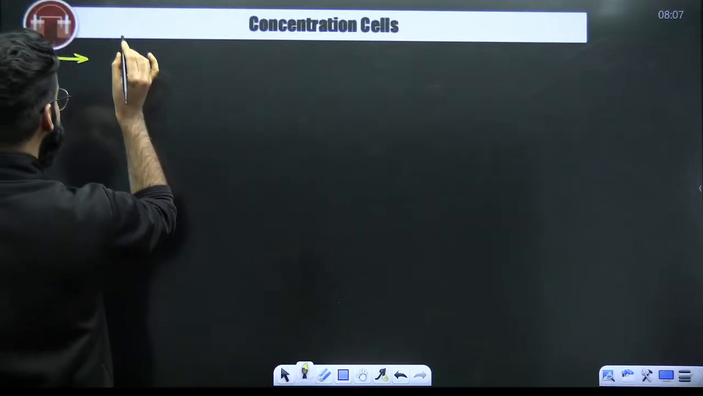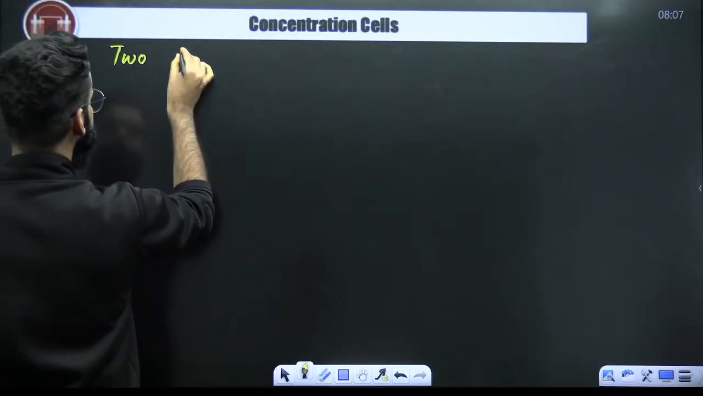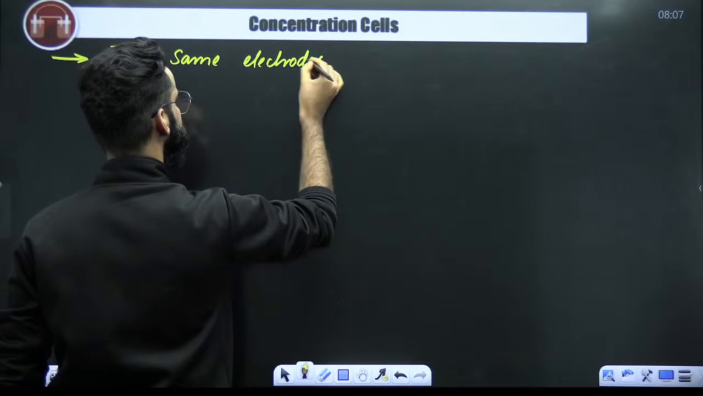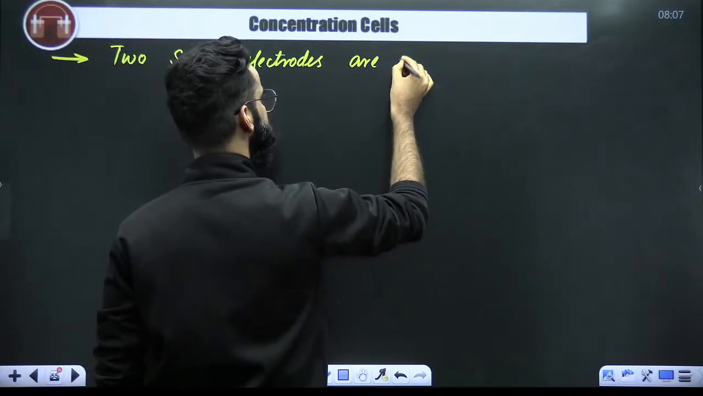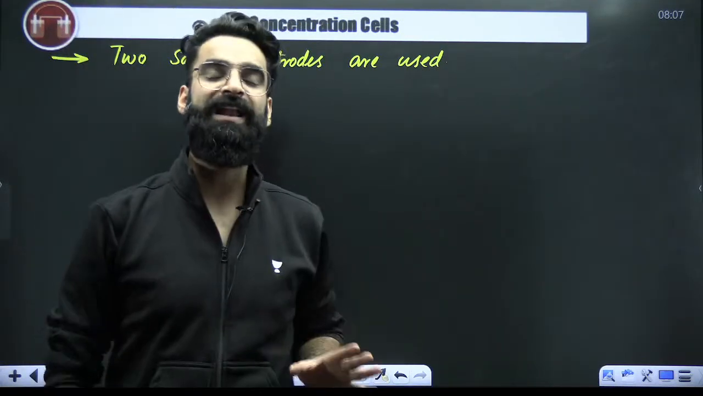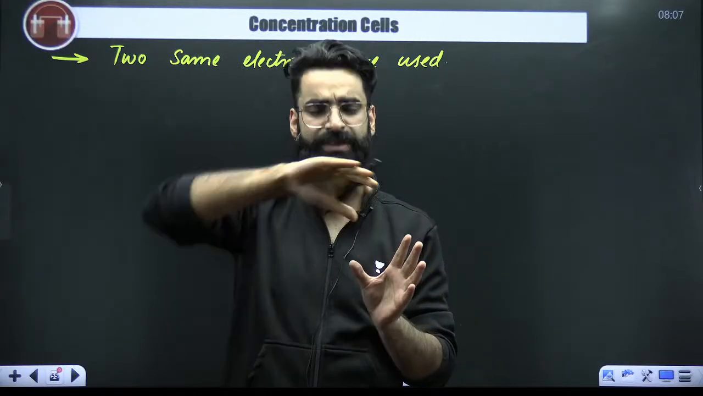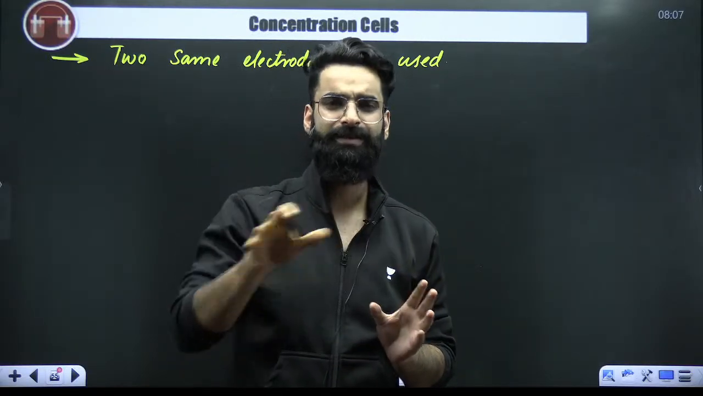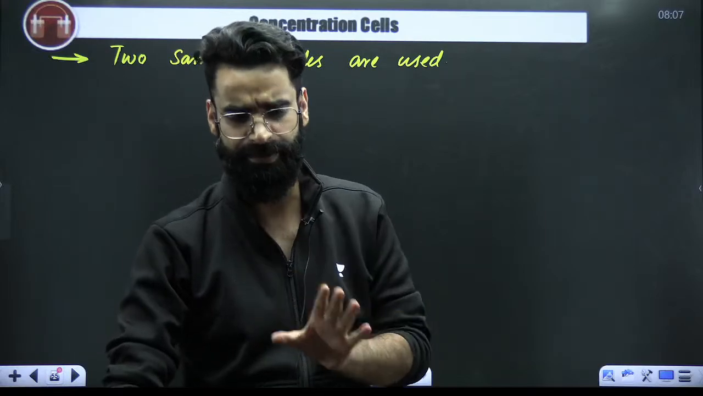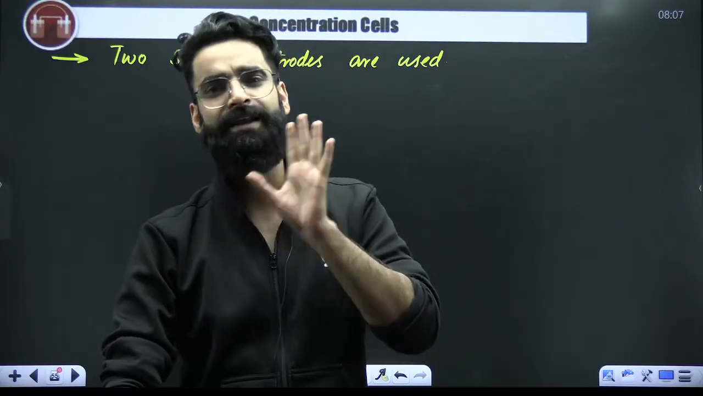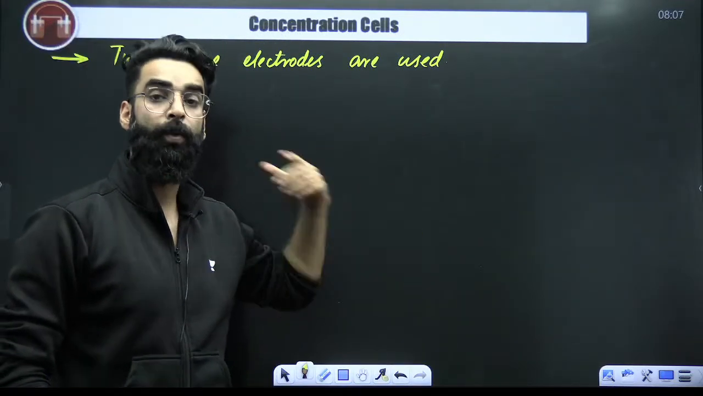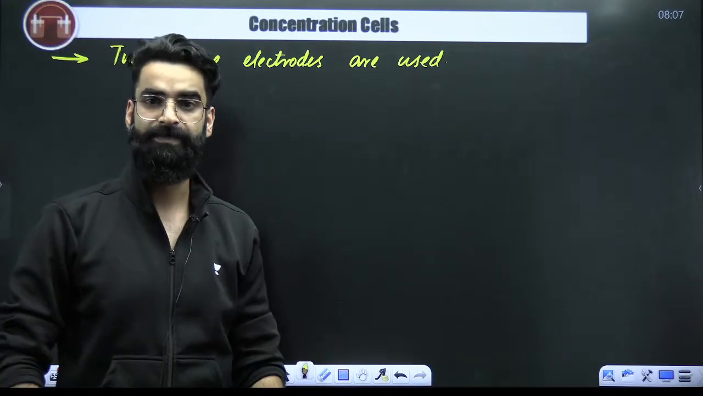In case of concentration cells, two same electrodes are used. Till now, in the galvanic cells we have studied, we used to take two different electrodes. We used to connect them externally, we used to connect them internally, then we used to get one complete cell. But in case of concentration cells, we are not going to take two different electrodes. We are going to take two same electrodes.